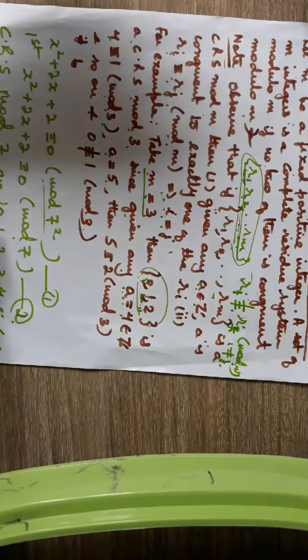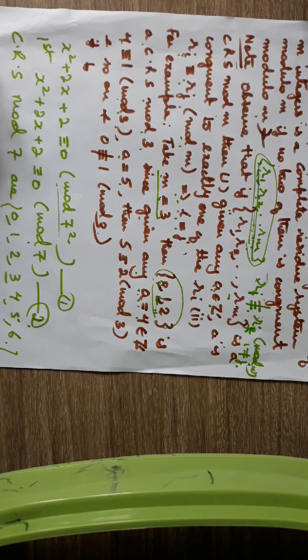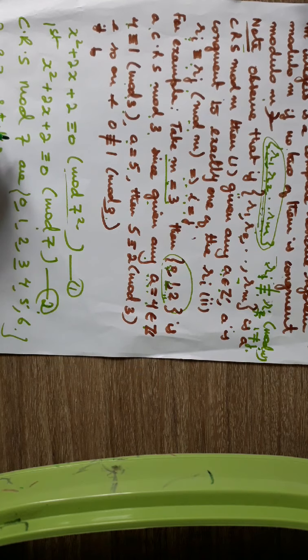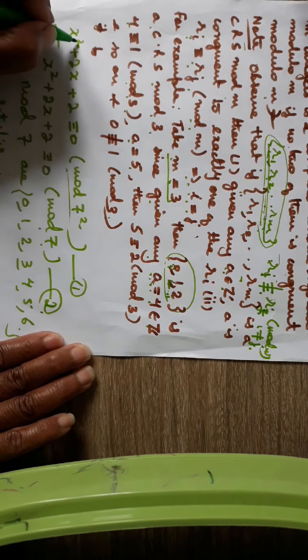Now we see that from among this CRS modulo 7, 2 and 3 satisfy the congruence, this one, congruence 2, that is you replace this is 2 cubed.